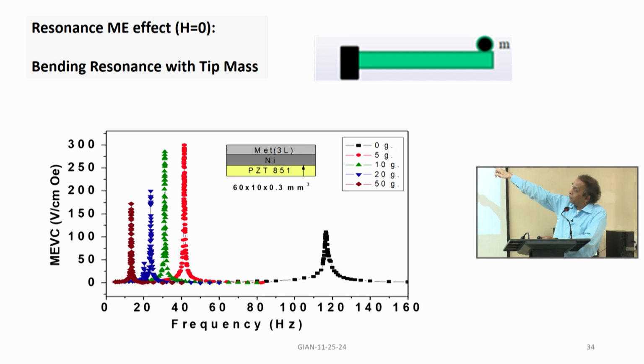Then you see the resonance under no tip mass. It's occurring at 110 or 120 hertz. So with 5 grams of tip mass, it shifts to 40 hertz. With 10 grams, it goes down to 25. With 20 grams, around 20. With 50 grams, close to 10.